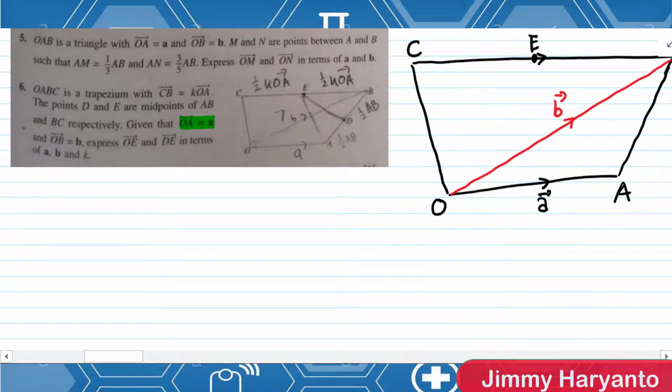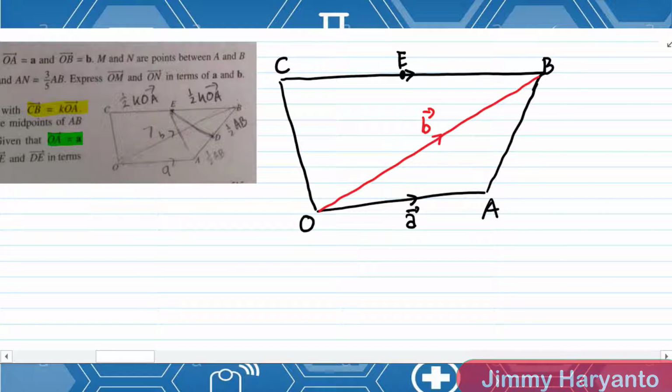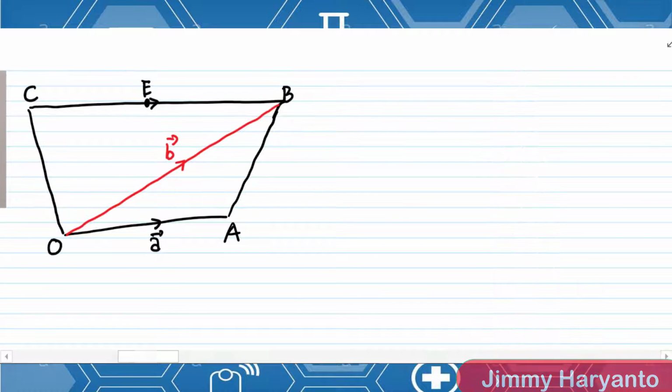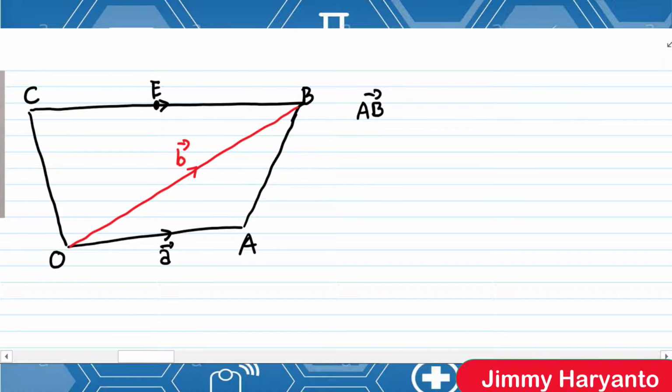And then after that, the question wants us to find OE and DE. CB equals K times OA is also important. To find that, I want to try to find AB first. So the trick is to find the other lines that you can find. Jadi kalau kamu bisa cari AB, ya cari dulu AB-nya. Kalau kamu bisa cari AC, ya kamu cari dulu AC-nya berapa dan seterusnya. Kalau kamu udah punya banyak nama garisnya, itu lebih gampang.